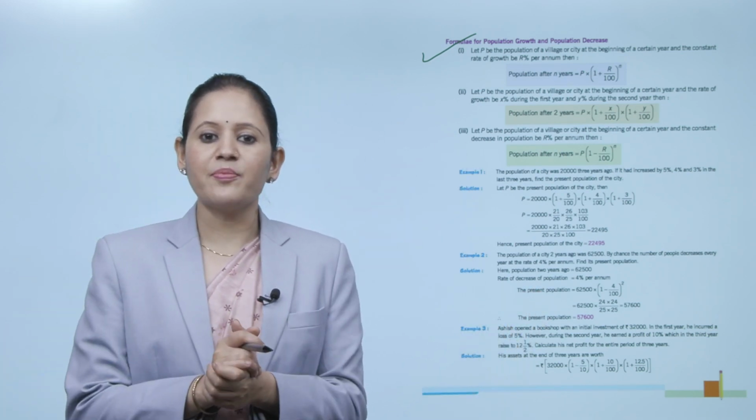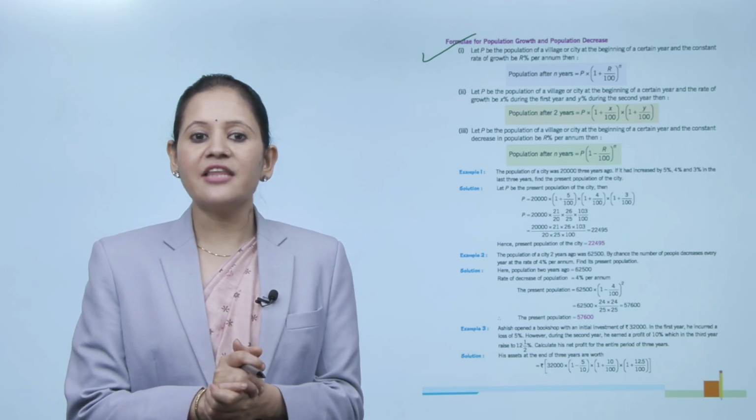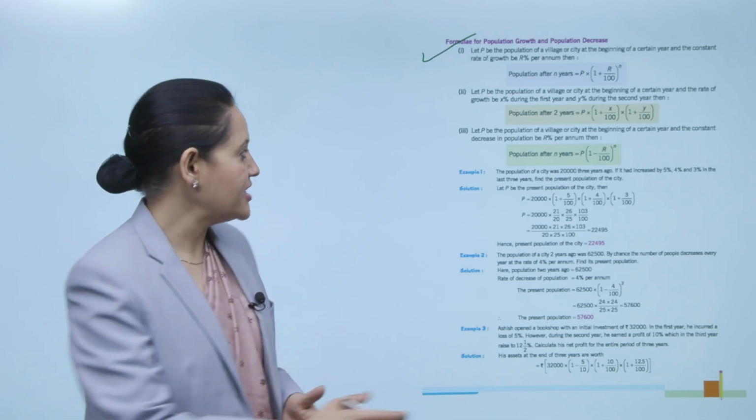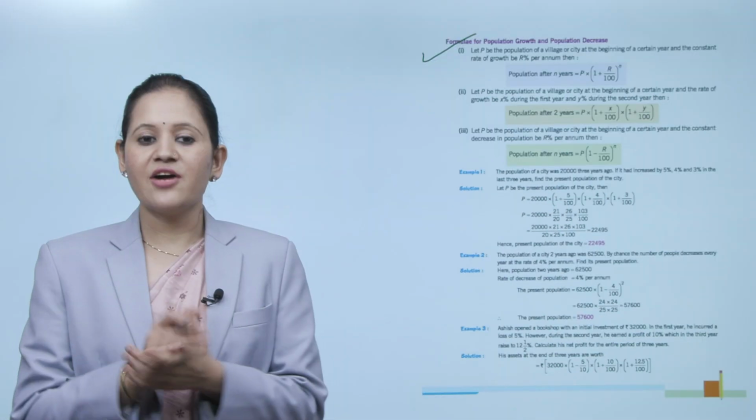Next, let P be the population of the village or the city at the beginning of a certain year and the constant decrease of the population be R% per annum. The population is decreasing, so it will be P(1 - R/100)^n. Now we'll take an example.